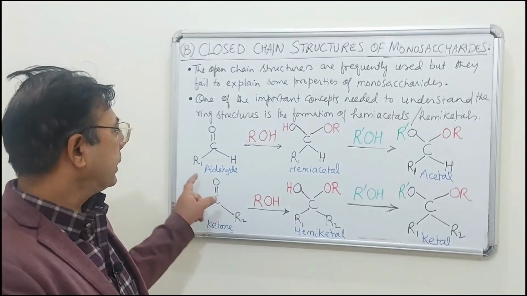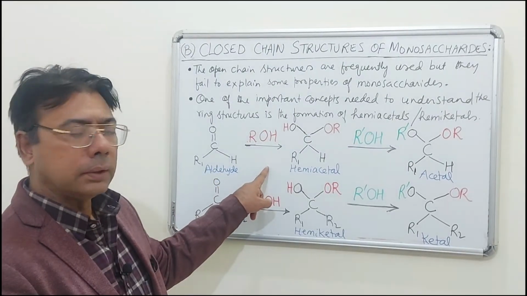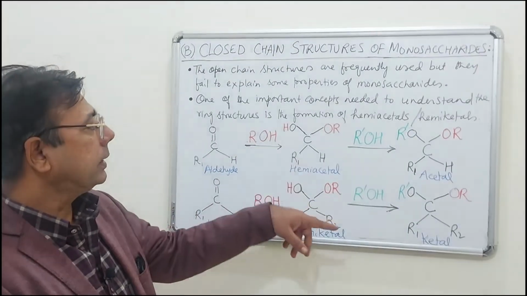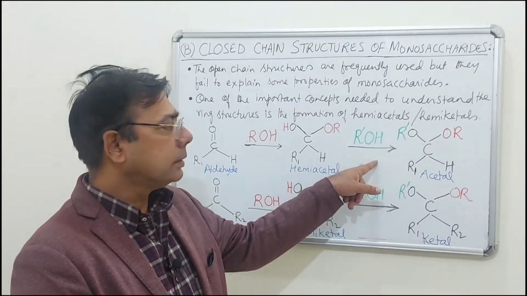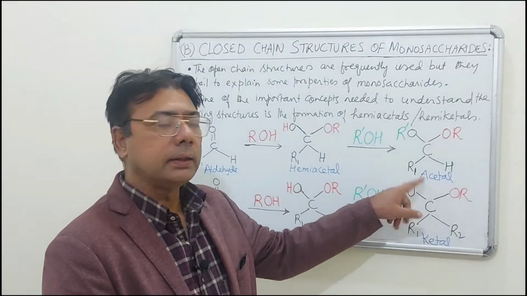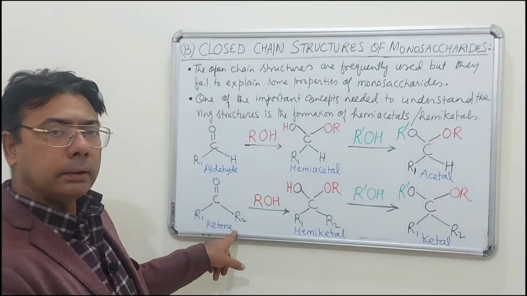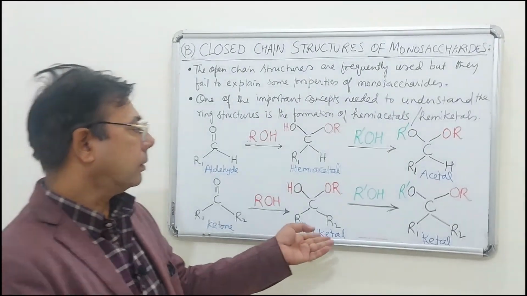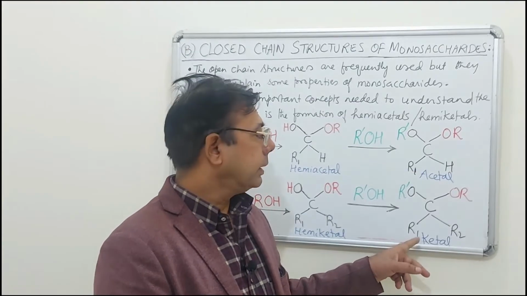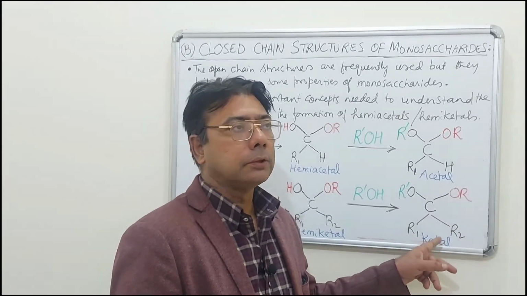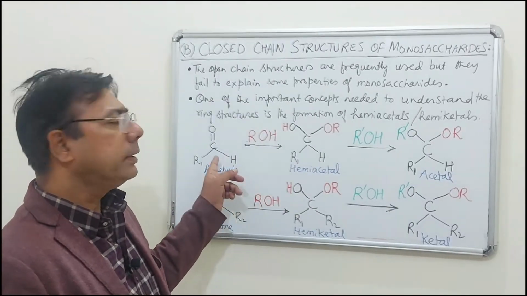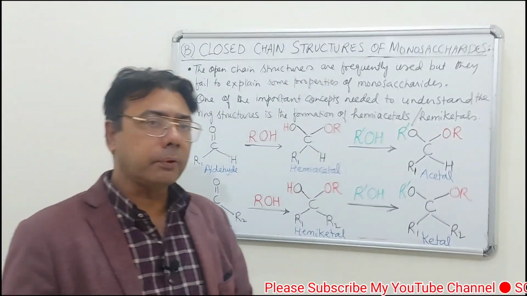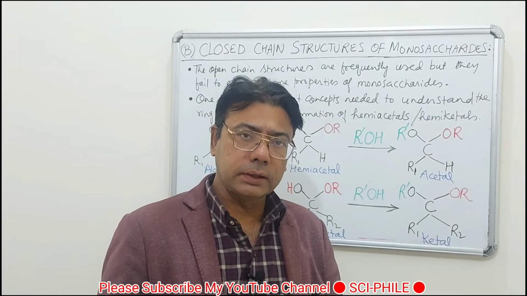As you see, whenever an aldehyde reacts with an OH group, it forms this thing which is called a hemiacetal, and if it further reacts with another molecule of alcohol, then this is called acetal. Similarly, if we react a ketone with an alcohol, then it forms a hemiketal, and on reacting with another molecule of alcohol, it forms a ketal. So hemiacetal and hemiketal are formed when a CO group reacts with an alcohol group. This concept is very important in understanding closed ring structures of monosaccharides.